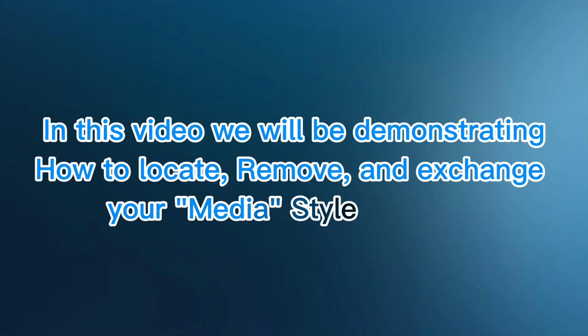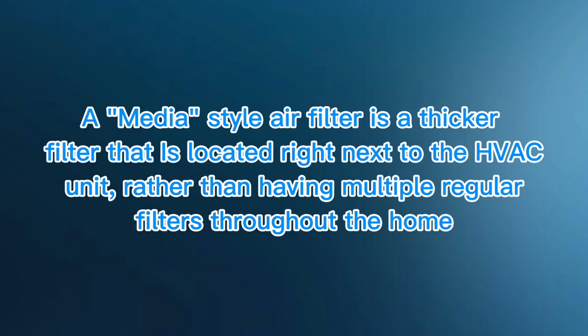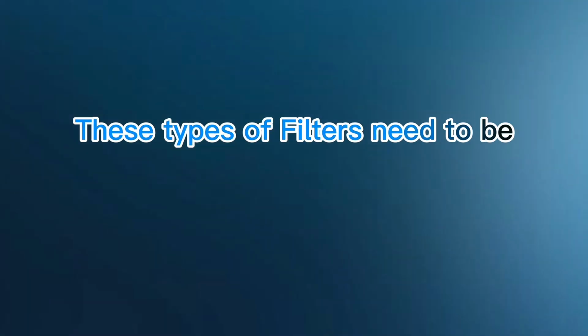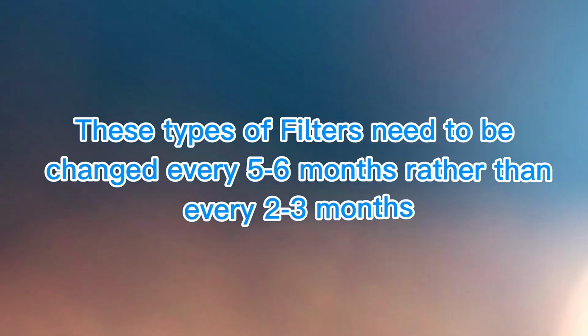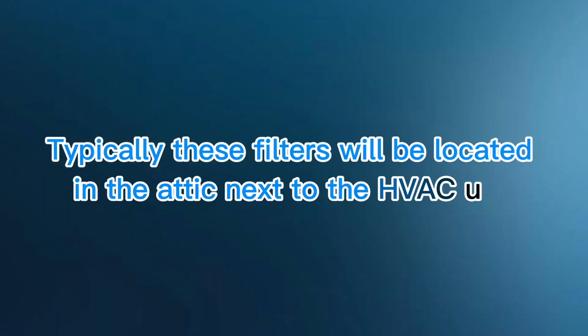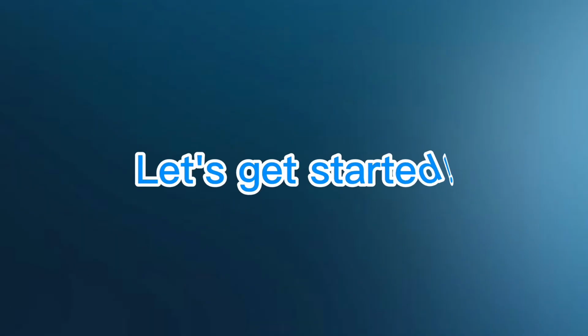Today we'll show you how to locate, remove, and exchange your media style air filter. A media style filter is a thicker one that is located right next to the HVAC unit. This type of filter needs to be changed every 6 to 12 months rather than every 2 or 3, and they normally are located in the attic next to the HVAC unit.